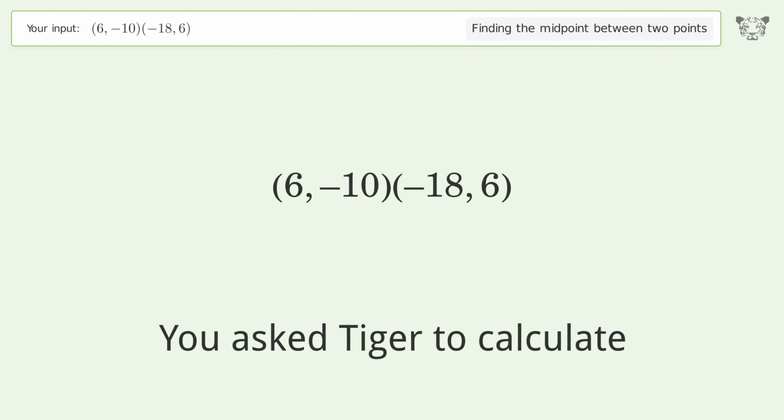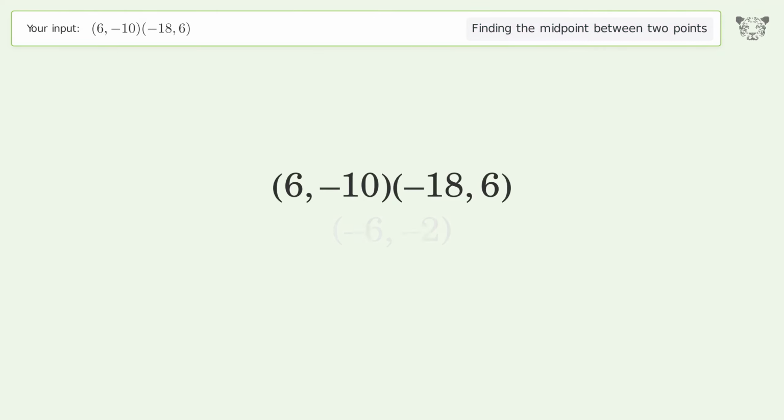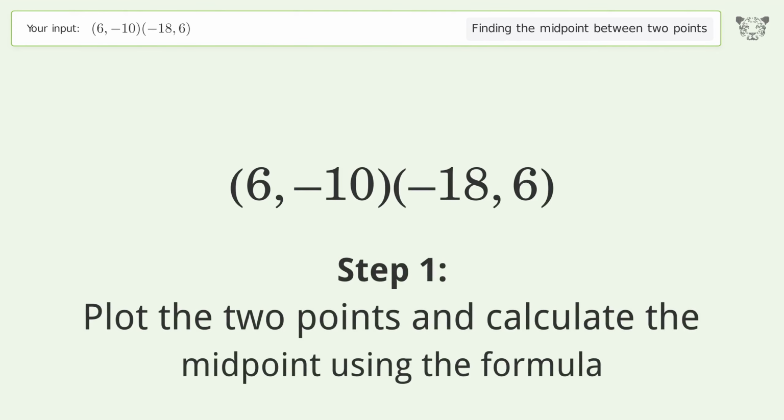You ask Tiger to calculate. This deals with finding the midpoint between 2 points. The midpoint between the 2 points is -6, -2. Let's solve it step by step. Plot the 2 points and calculate the midpoint using the formula.